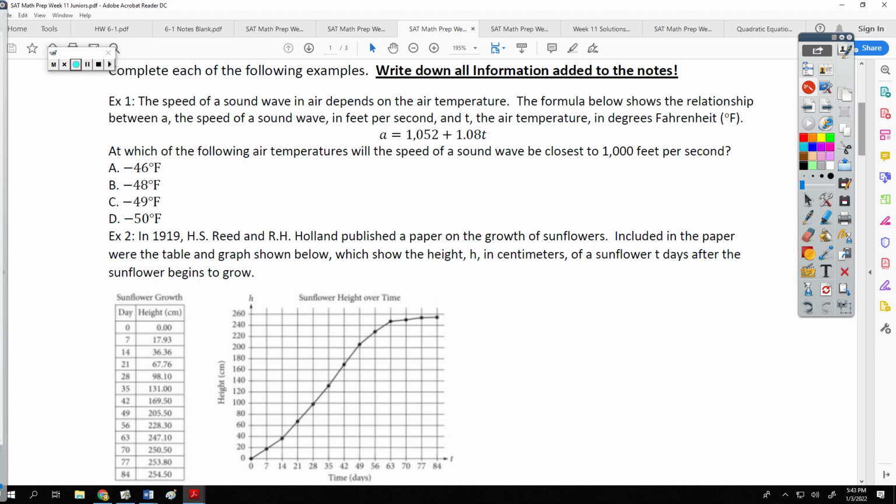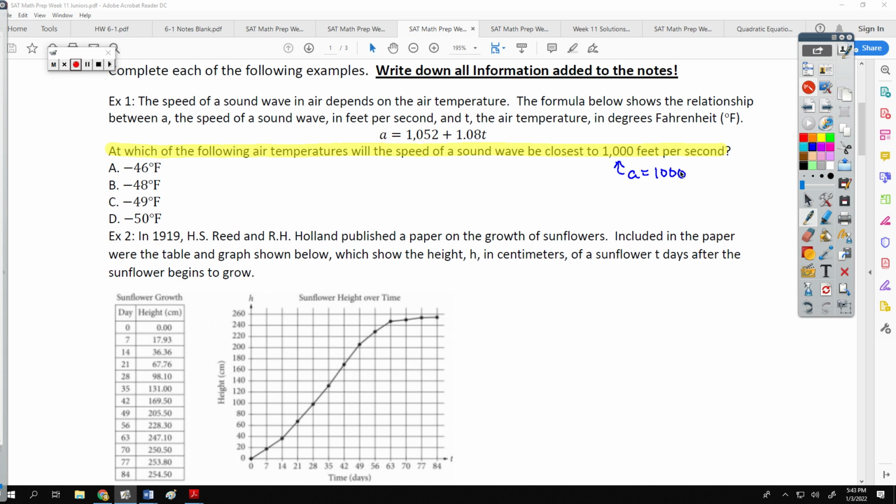All that was just description of the equation, of the situation, and that's very common on the SAT, for them to have a long worded explanation that you need to read because there are several important details in there when we go to answer the question. It says, at which of the following air temperatures will the speed of sound wave be closest to 1,000 feet per second? So what they've given us here is an airspeed of 1,000 feet per second. So A is 1,000. And they're asking us, what is T?